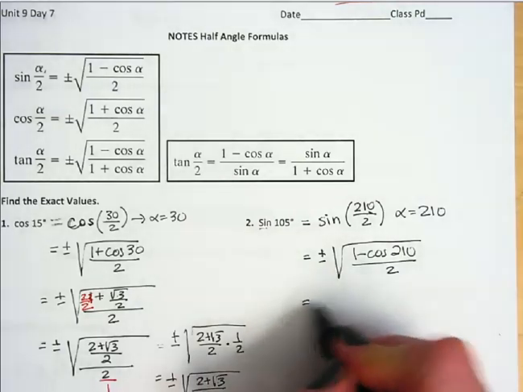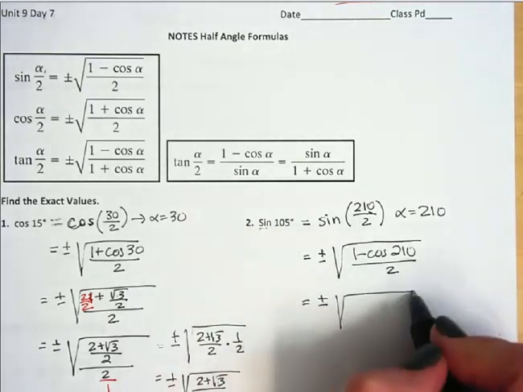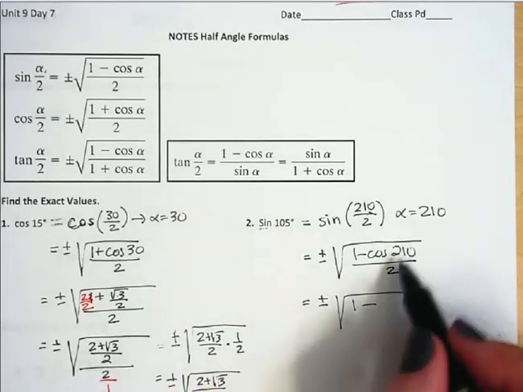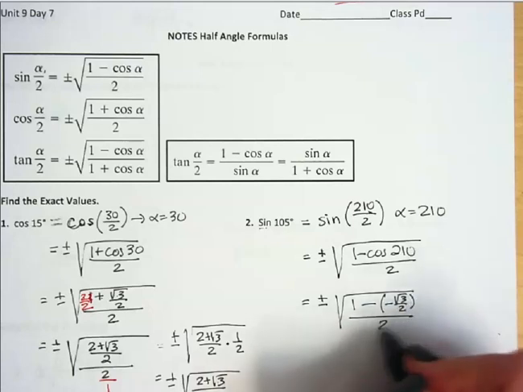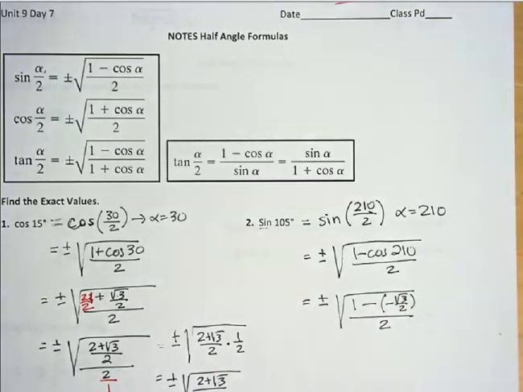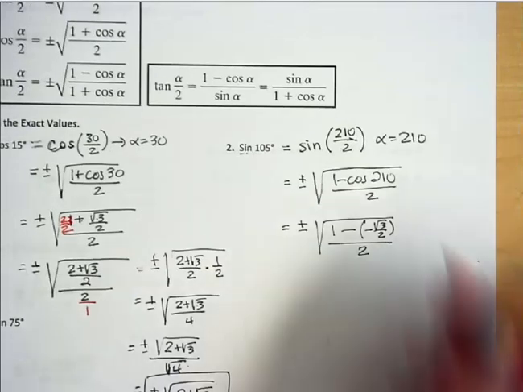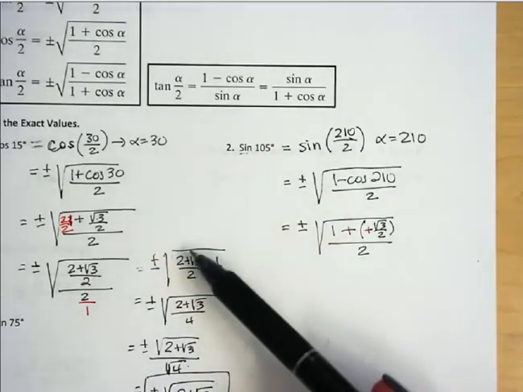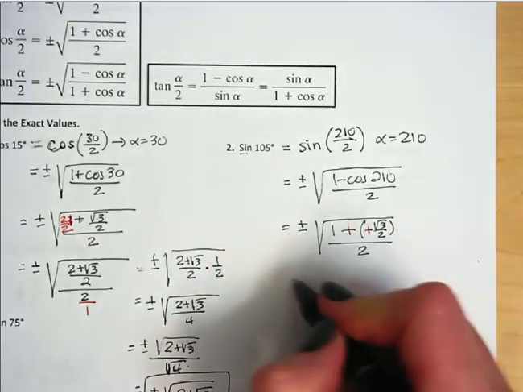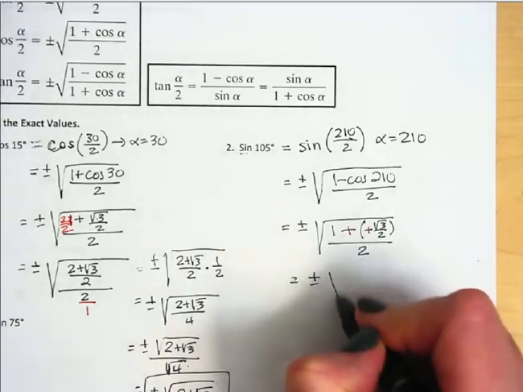And I go to my unit circle, and I determine that cosine of 210 is negative rad 3 over 2. Now, minus a negative becomes plus plus. And if you notice, this math is the same as this math we did over here. So I'm not going to do that again.